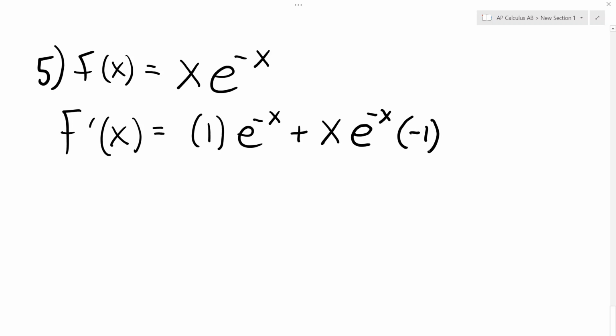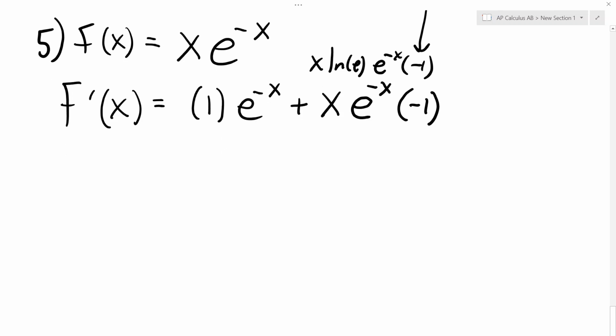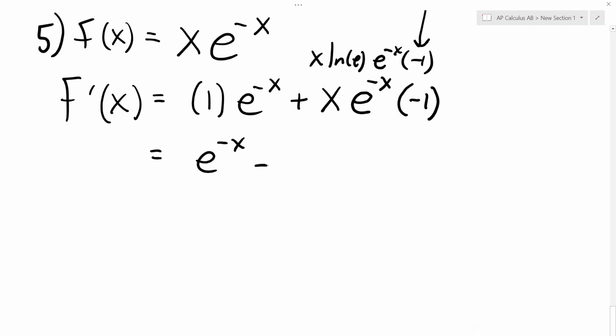Okay? Yeah, a lot of kids miss that. When you derive an exponential thing, it's the same thing. It's ln to the base, but ln of e here would just be 1, right? So technically there's an ln of e floating around here times e to the negative x times negative 1, right? That's what that really is. But ln of e is just 1. Then you got to remember to multiply by the derivative of that exponent. Okay? So we're going to simplify this. That's e to the negative x minus x e to the negative x.